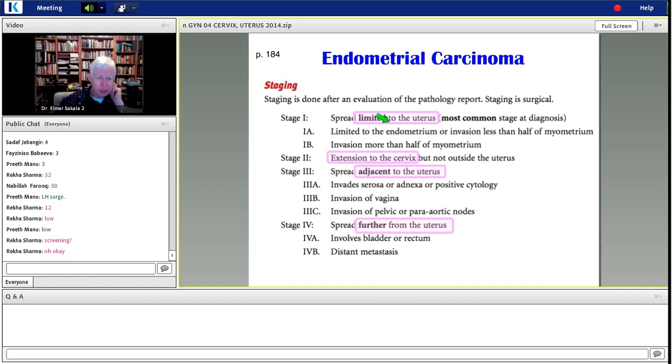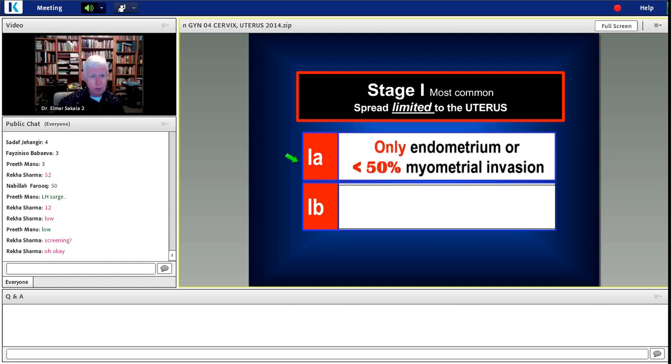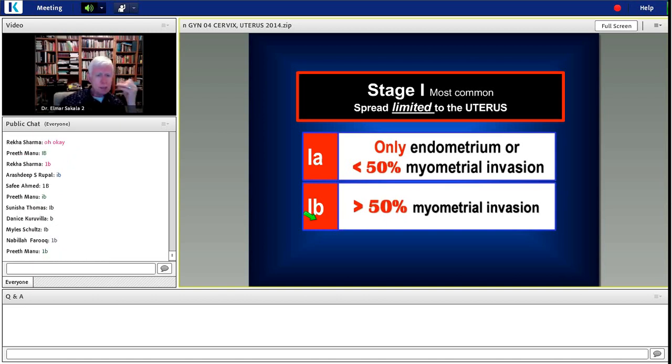I don't know whether you need to remember all this, but I think I would remember stage 1, 1A, and 1B. That's the most common. So 1A, limited to the uterus, only the endometrium, or less than 50% of myometrial invasion. 1B is more than 50% myometrial invasion. Now, which do you think would be more likely to have metastasis? Stage 1A or 1B? Obviously, it's 1B. So that's where the staging is important.